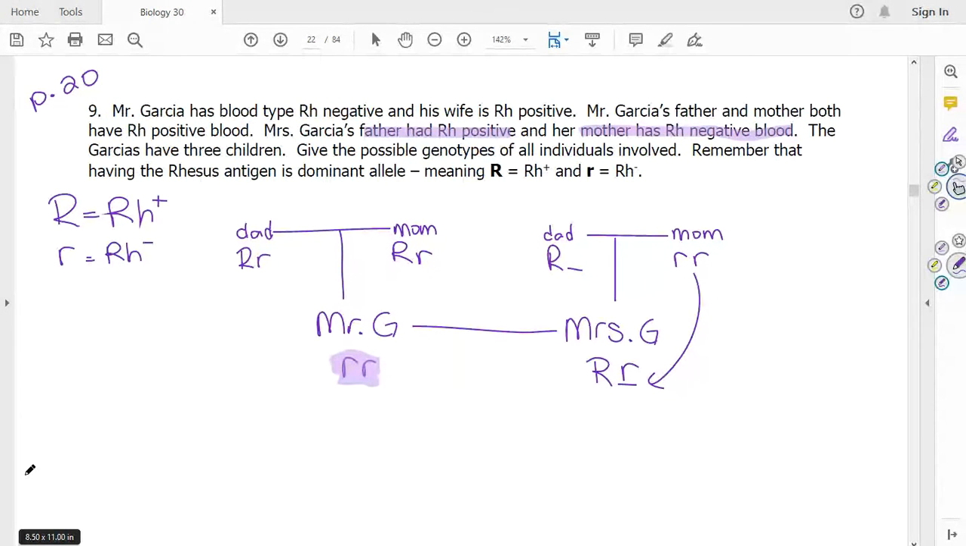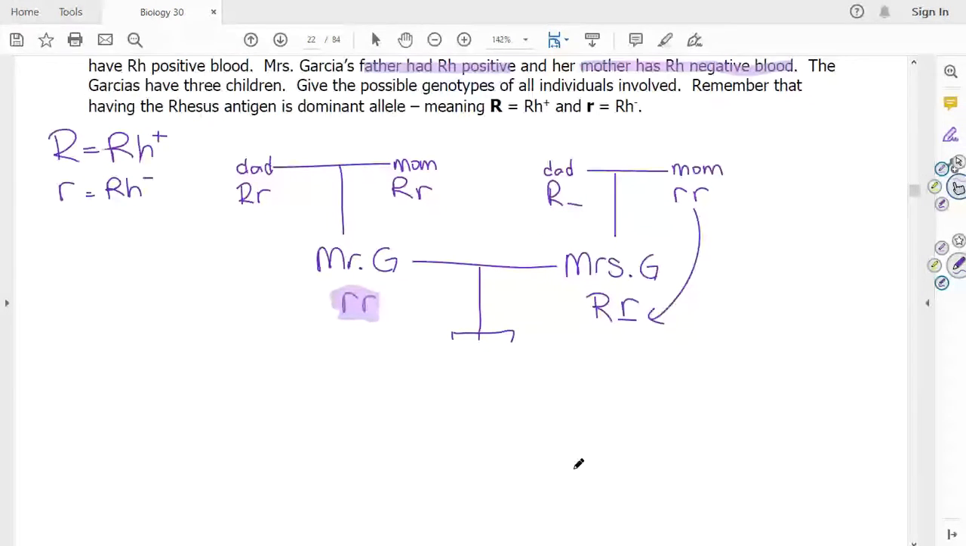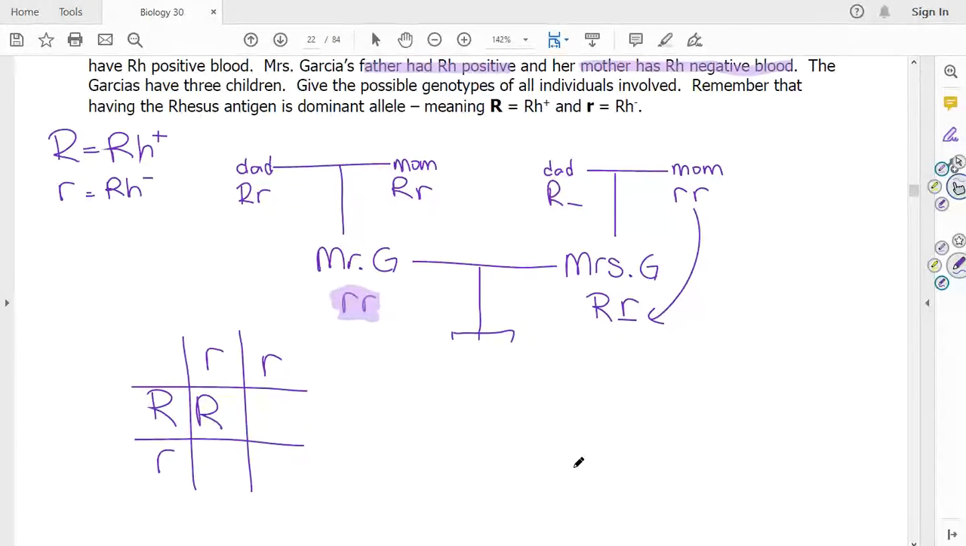The Garcias have 3 children. So we don't know anything about those 3 children. I'm just going to draw this. That indicates that they have 3 children. Give the possible genotypes. Well, in order to find the possible genotypes for the children, this is when we draw a Punnett square. So we're going to put Mr. G's and Mrs. G's gametes into a Punnett square and see the possible genotypes for their offspring.